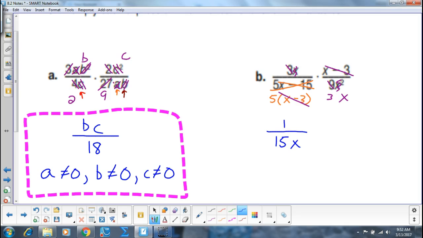She said she did it wrong. Okay, all right. What are my restrictions? X cannot equal 0. Oops. Is that it? What else, Taylor? And x cannot equal 3. Okay.